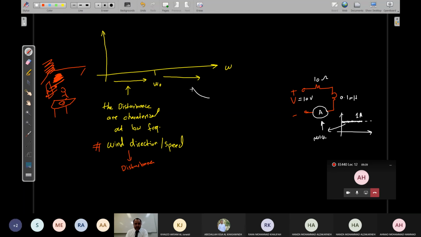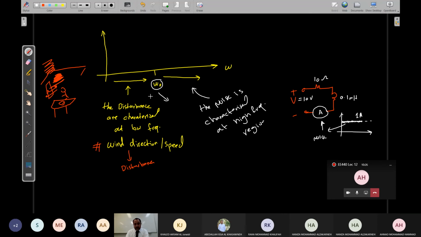So the noise is characterized where? The noise is characterized at the high frequency region. Now, I will put an assumption only on the frequency, not on the magnitude or the amplitude. So I don't care if the disturbance was small or large. I don't care if the noise was small or large. I'm putting the assumption only on the frequency.